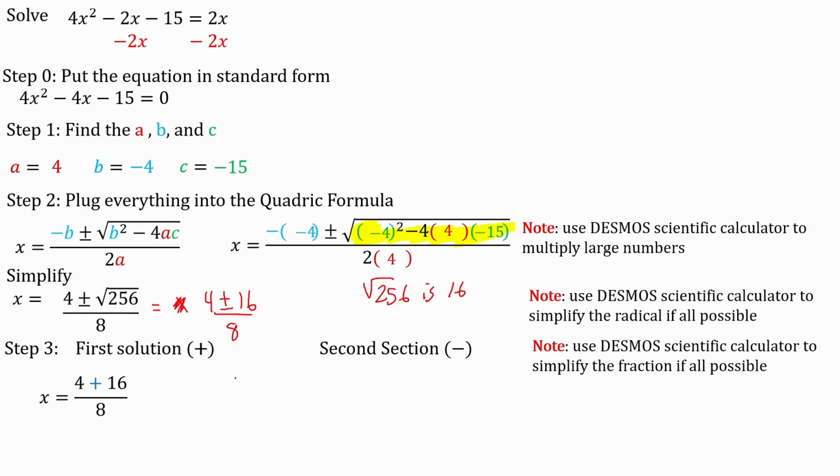That's your first solution, and that simplifies to 5 over 2. The second solution is 4 minus 16 over 8, and that simplifies into negative 3 over 2. So there you go. Those are your two solutions. Notice that for this problem, the solutions are rational numbers. So technically you can do the old factoring method here and it works. There you go.